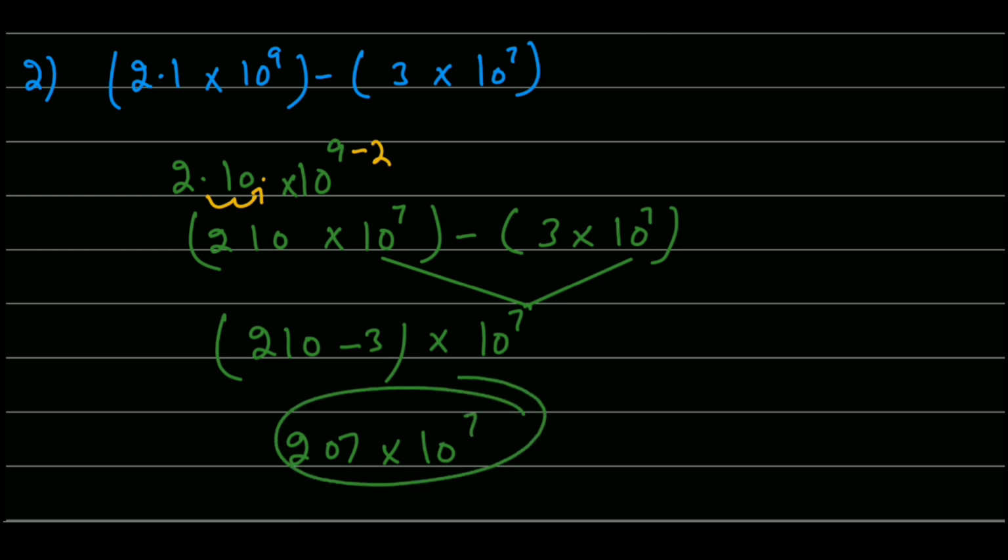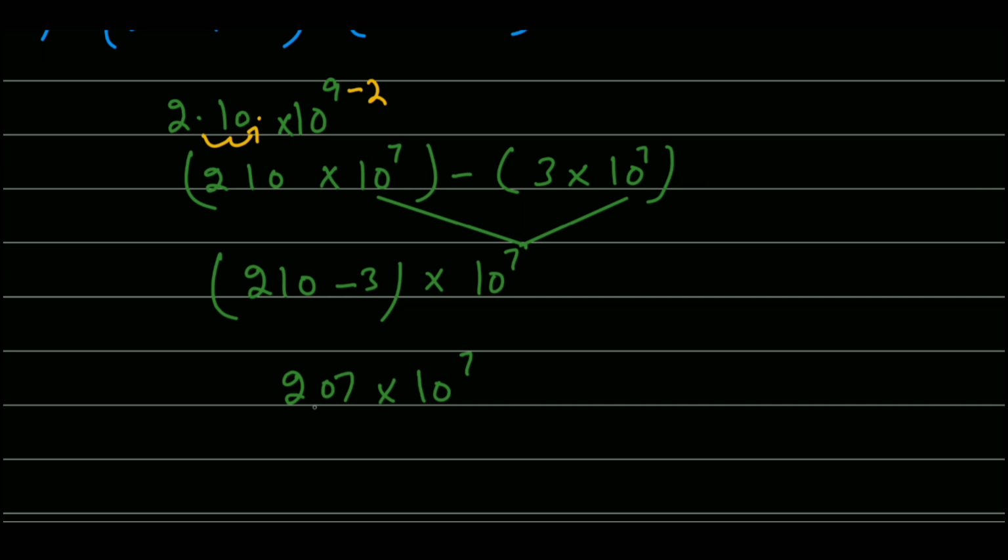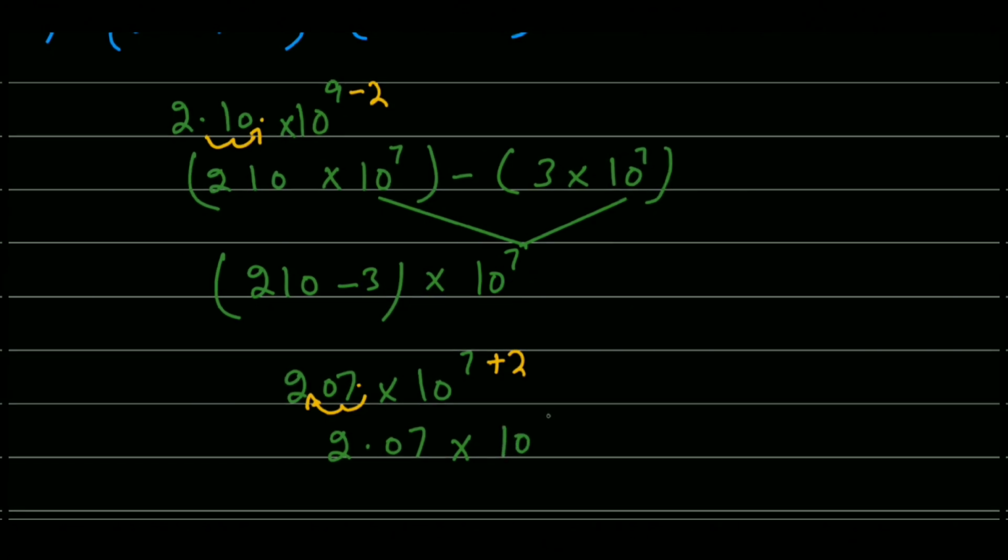At the end we have to check whether this is a standard form. The value of a is not within the range. So what we have to do, our decimal should be after 2. Here it is after 7. We will start from this side, 1, 2. So we move two numbers to the left side. We are moving left side, so our power will be added. It will become 2.07 multiply 10 raised to power 9.